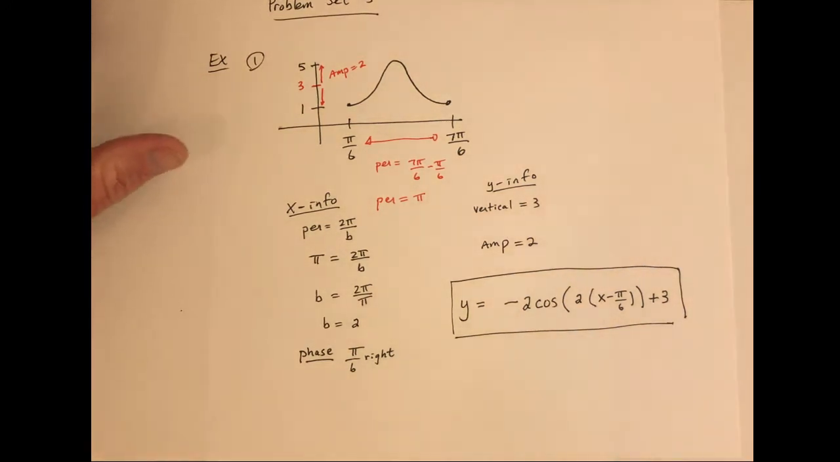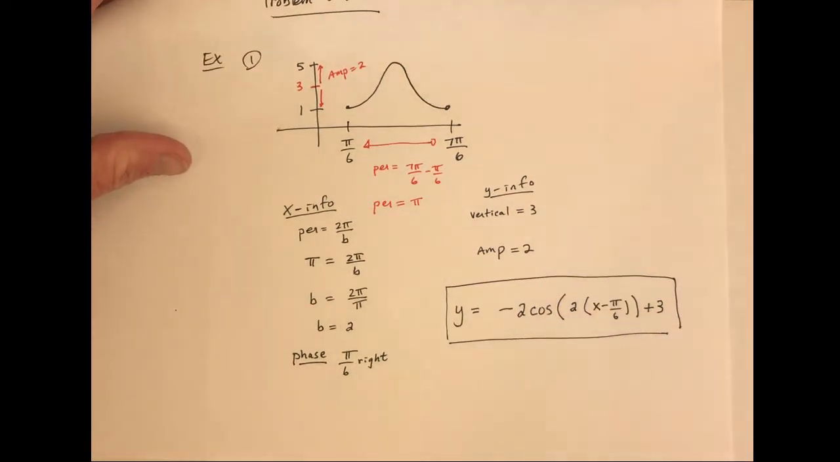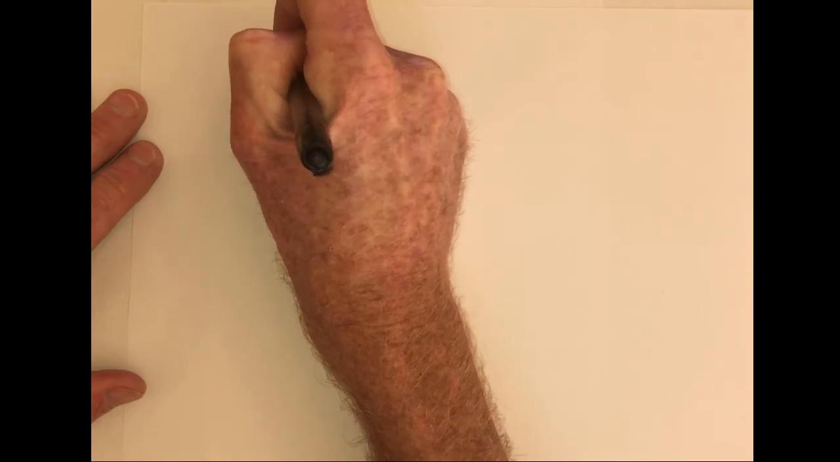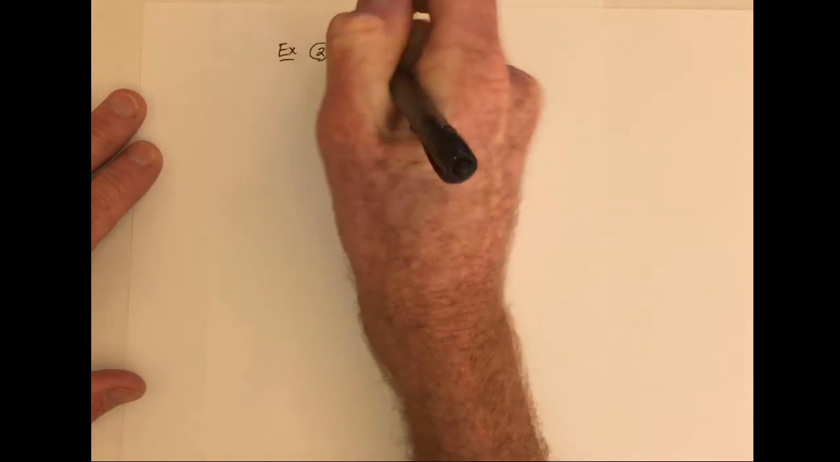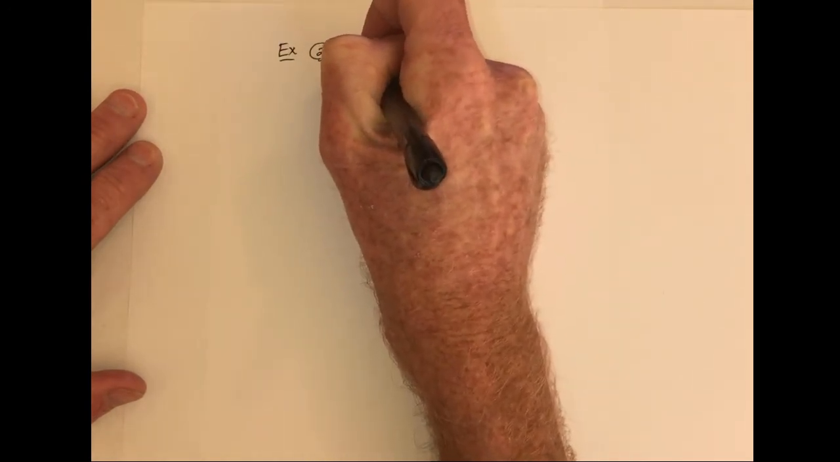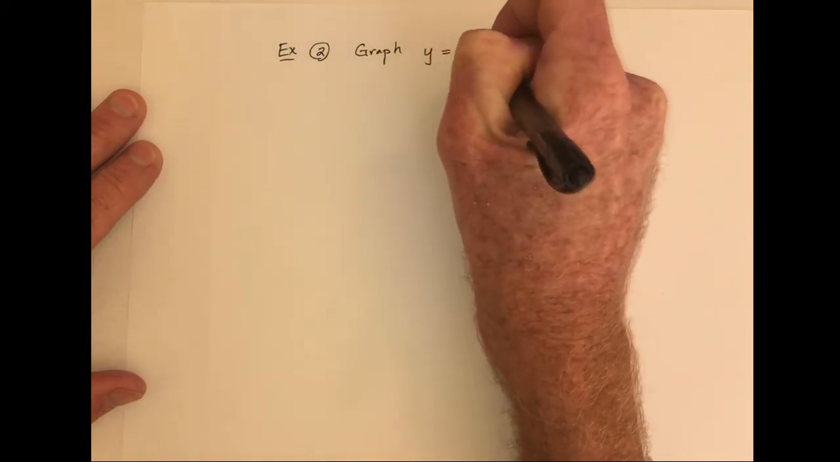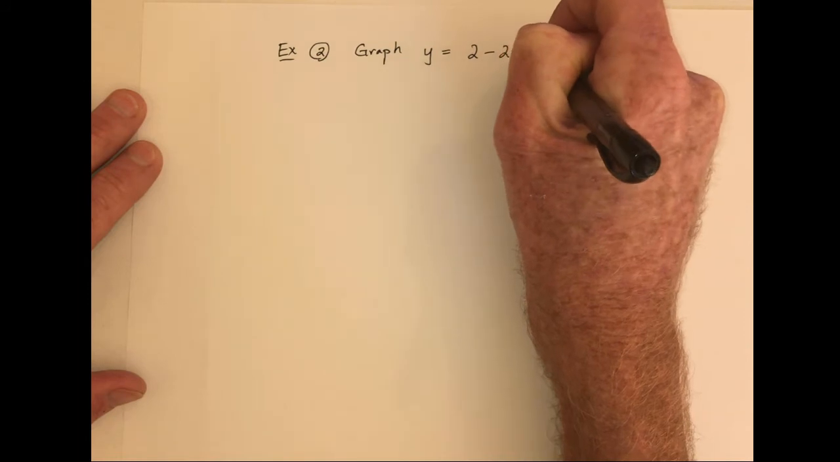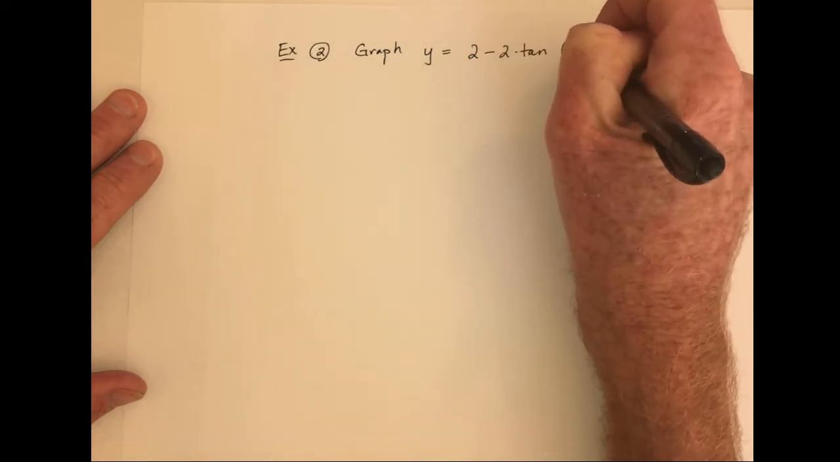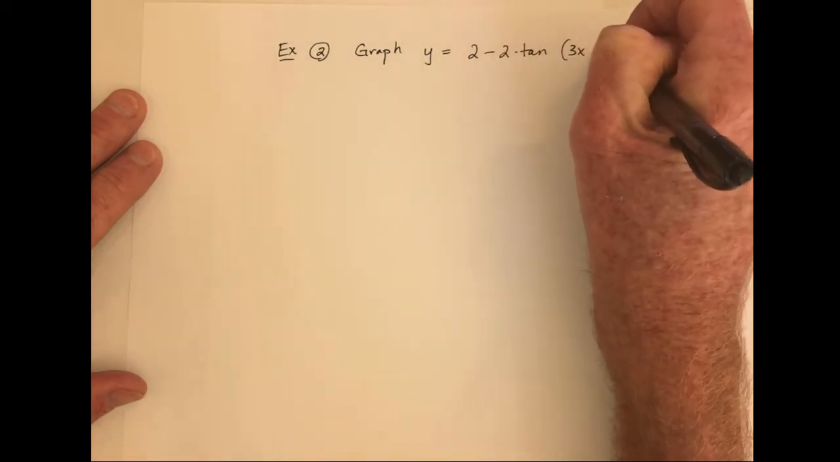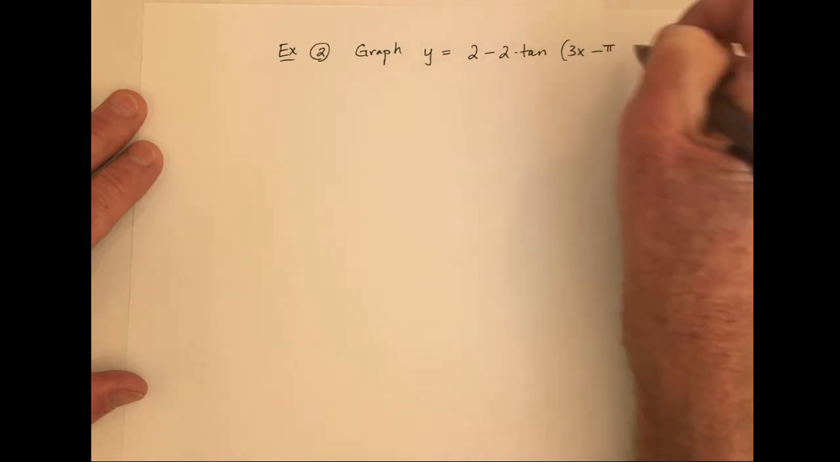Then moving on to number 2. So for example, number 2, graph this function. y is equal to 2 minus 2 times tangent, and then 3x minus pi.